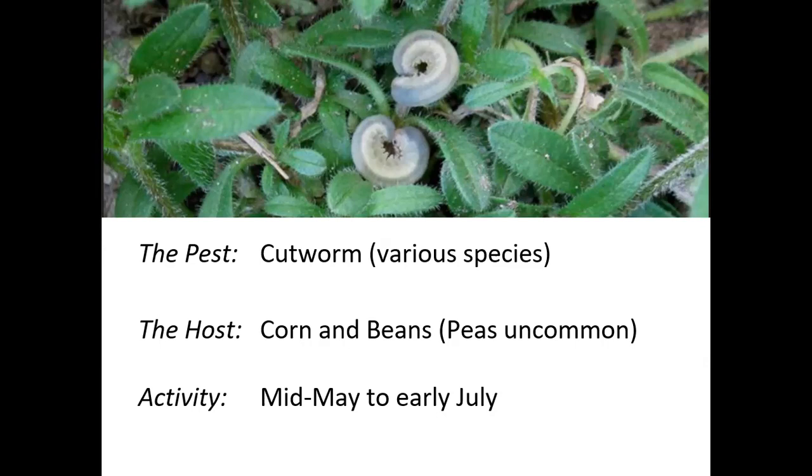Some of the species that we tend to see in Ontario are the greasy cutworm, the black cutworm, the dark-sided cutworm, and the sandy hill cutworm. They tend to be a pest anytime from mid-May to early July. They do have more than one generation, but it is that first generation that is more likely to be a problem in commercial crops.